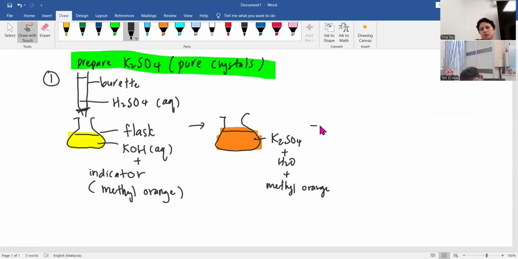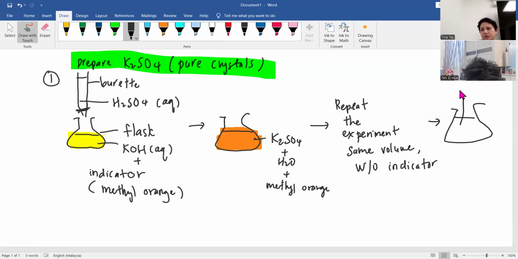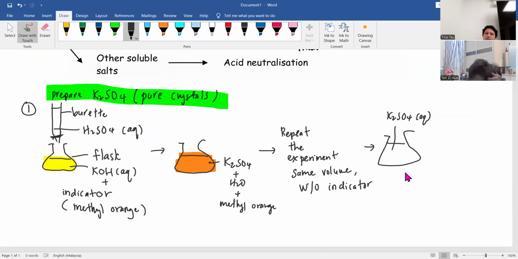So what you should do is repeat the experiment, but this time using the same volume as you used for titration, but now without indicator. Okay? So now you have potassium sulfate solution. I want to make crystals. How do I change this into crystals?